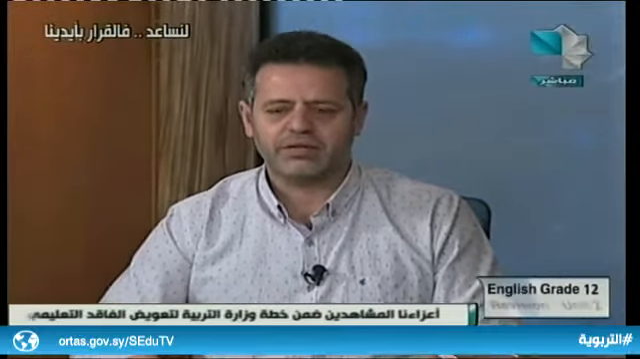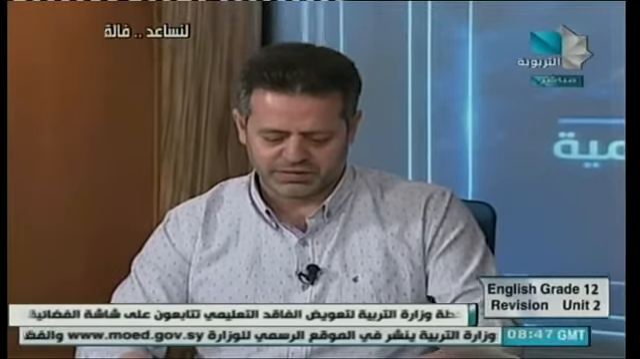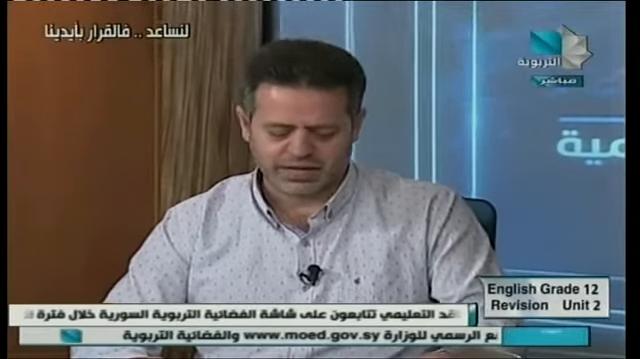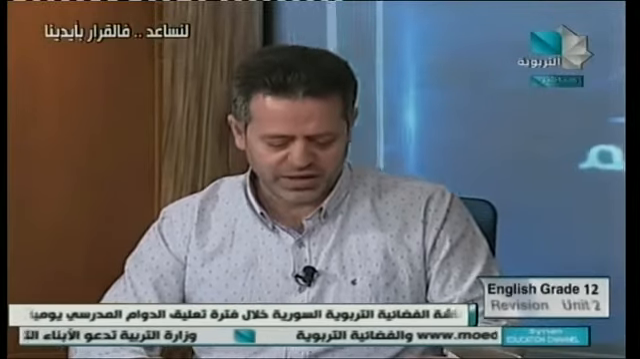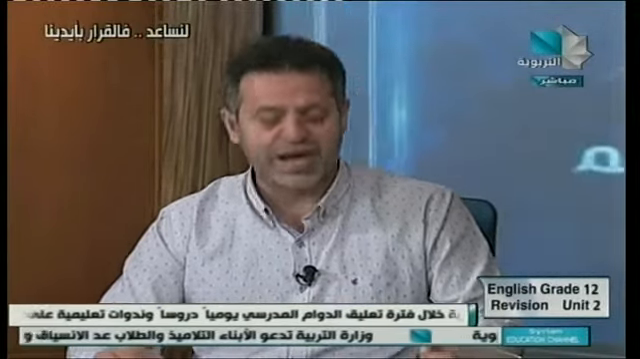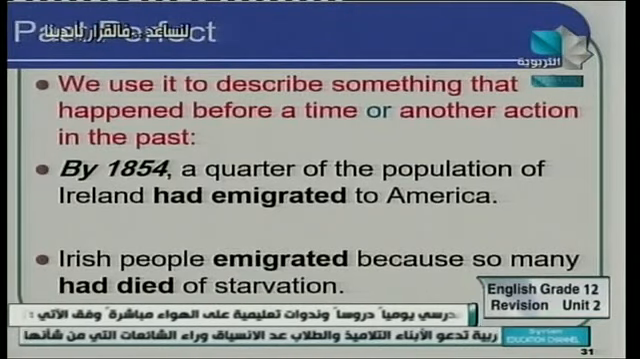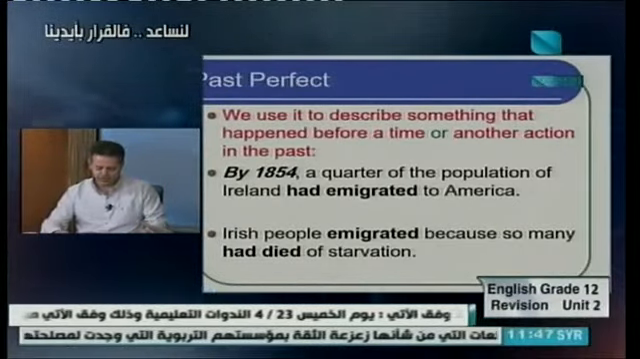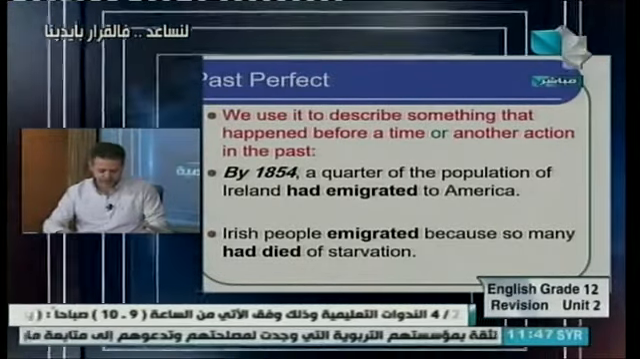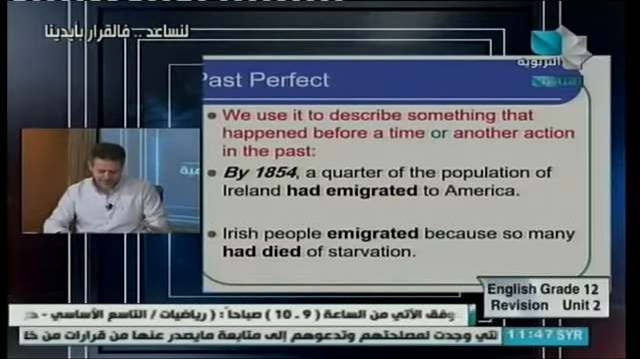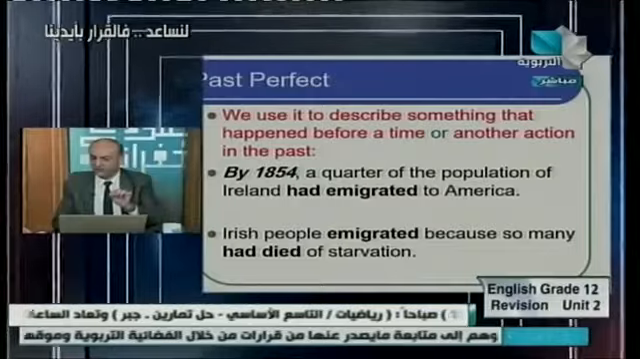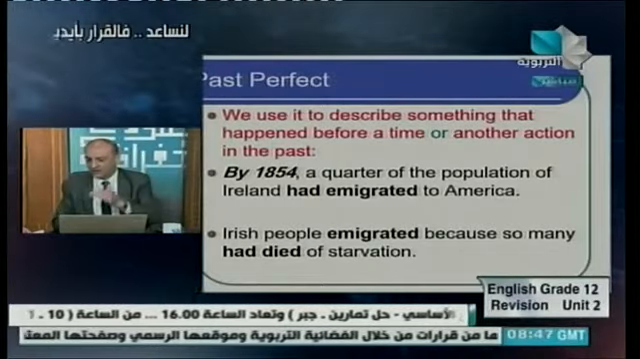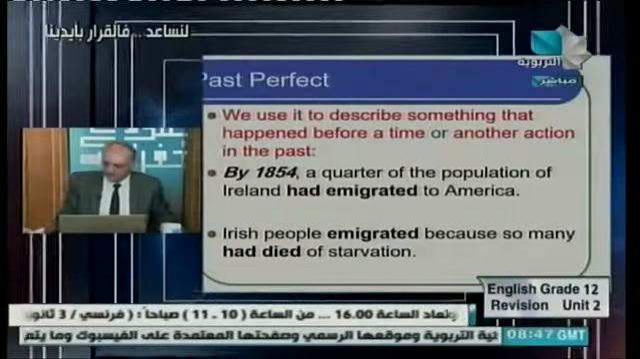The past perfect, first of all, the form, which is subject plus had plus verb 3, or the past participle. The past perfect tense is used to describe something that happened before a time or another action in the past. For example, by 1854, a quarter of the population of Ireland had immigrated to America. Irish people immigrated because so many had died of starvation. So here, by 1854 is a time, while in the second sentence we have 2 actions.